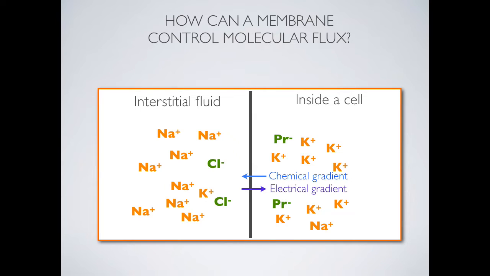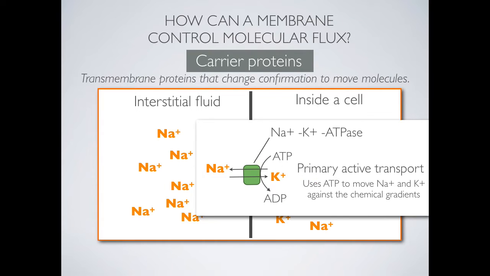And if you actually want to repel an ion against a gradient, like its chemical concentration gradient, then that's going to require energy. And that's done by this transmembrane protein, which we'll talk a lot about. It's a carrier protein called sodium-potassium ATPase, and it requires energy in the form of ATP in order to move both sodium and potassium against their chemical concentration gradients.